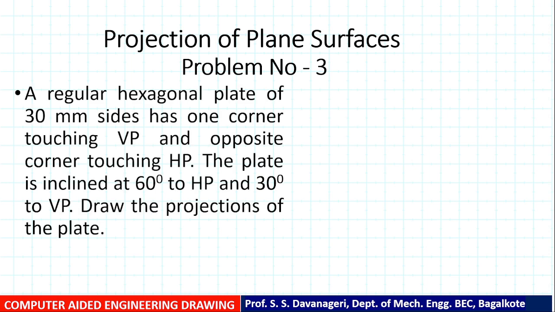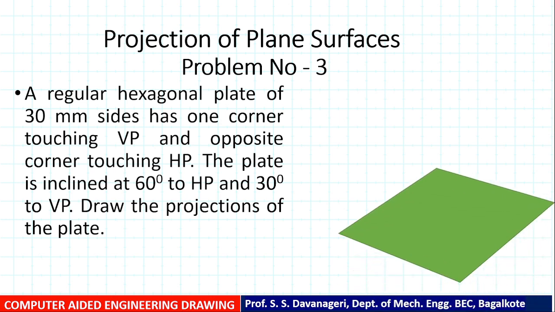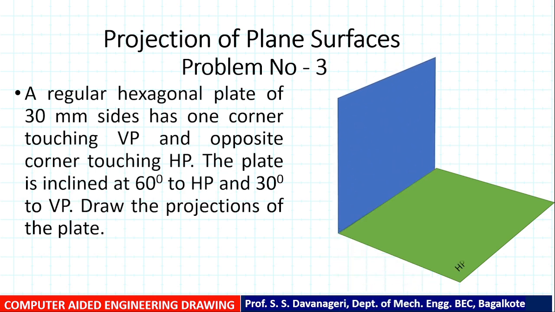Problem number 3: a regular hexagonal plate of 30 mm sides has one corner touching VP and the opposite corner touching HP. The plate is inclined at 60 degree to HP and 30 degree to VP. Draw the projections of the plate. You just observe here, the vertical plane and the horizontal plane.